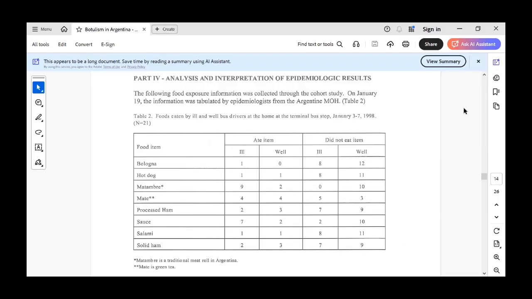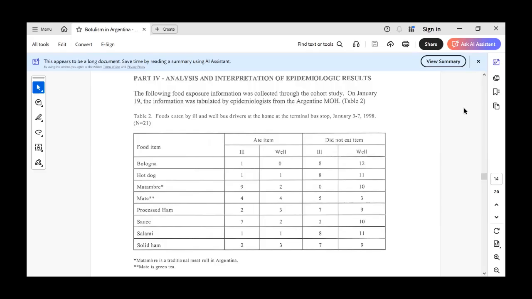What about hot dog? What's the attack rate for the persons who ate hot dog? That is 1 also, so it would be 1 over 2, so it would be 50%. Correct. And the attack rate for those who did not eat hot dog would be 8 over 19, that's 42%. Yeah, correct, that's what I have.